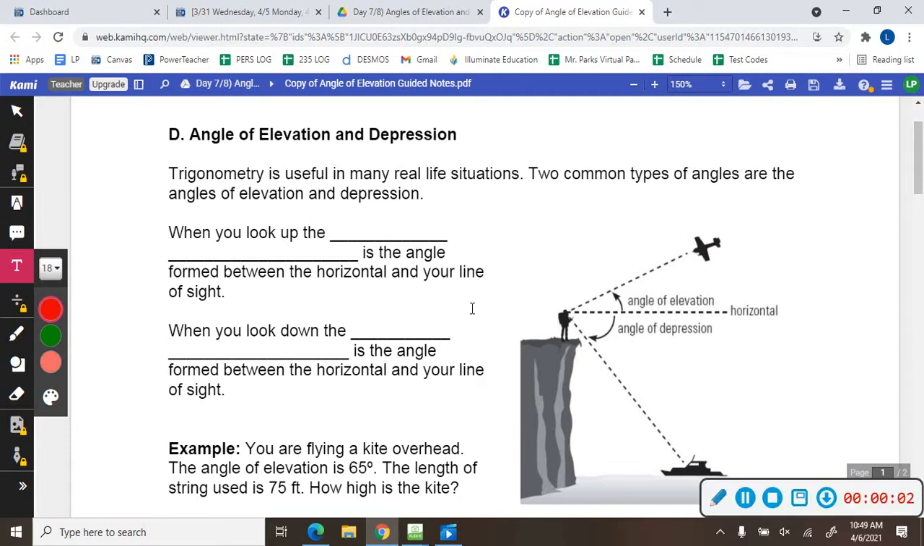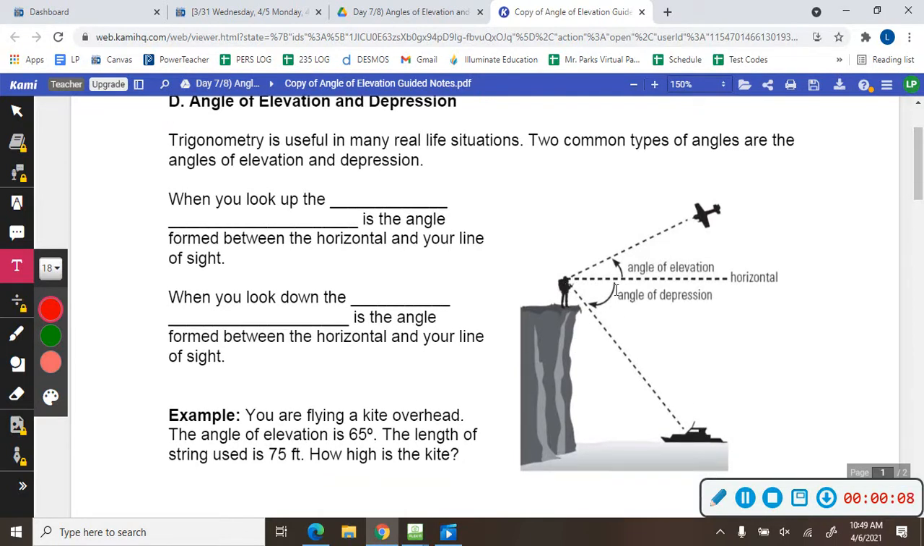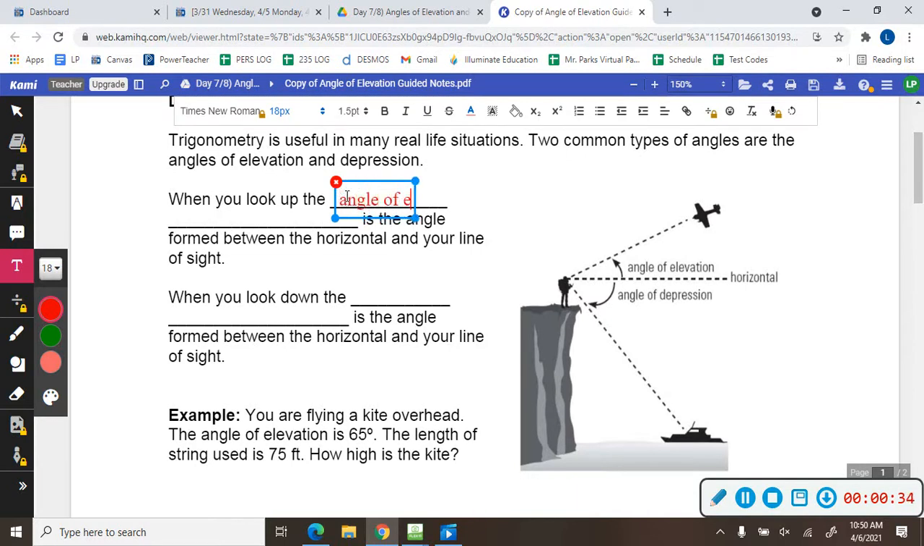So if you're standing somewhere and you're looking down, this angle where you're looking down is called the angle of depression. And when you're looking up, that's called the angle of elevation, and that's with your eyesight. So when you look up, the angle of elevation is the angle formed between the horizontal and your line of sight. So if you look up, that's called the angle of elevation. And when you look down, that's called the angle of depression. Okay?